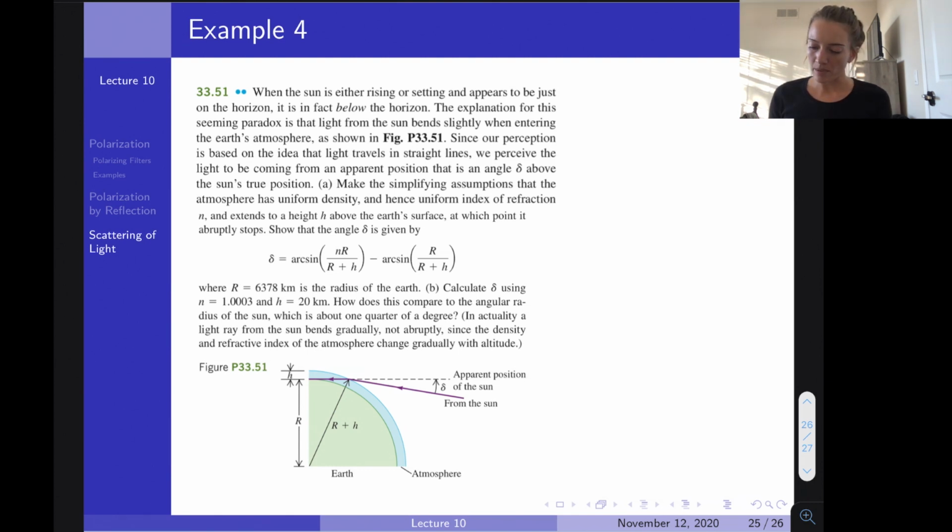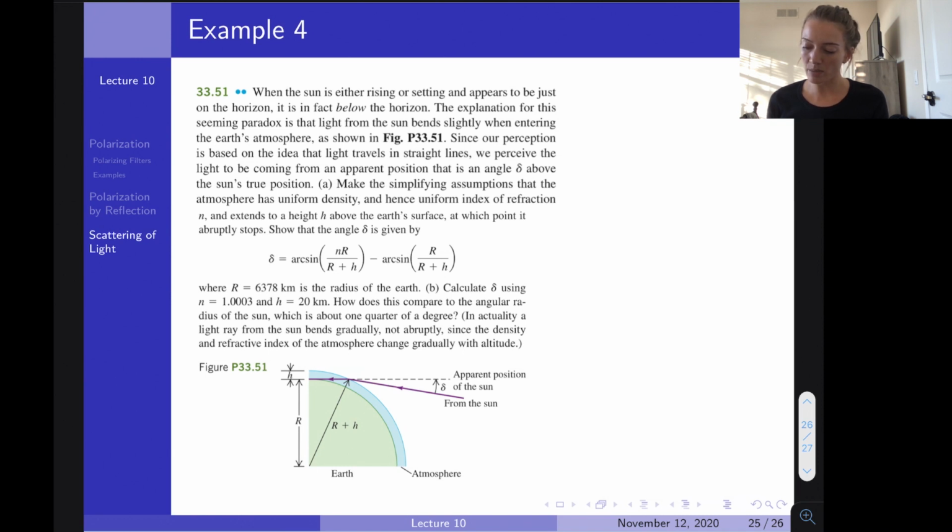Okay, so for this problem, when the sun is either rising or setting and appears to be just on the horizon, it is in fact below the horizon. The explanation for this seeming paradox is that light from the sun bends slightly when entering the Earth's atmosphere, as shown in the picture below. So it bends a little bit when it's entering the atmosphere. Since our perception is based on the idea that light travels in straight lines, we perceive the light to be coming from an apparent position that is an angle delta above the sun's true position.